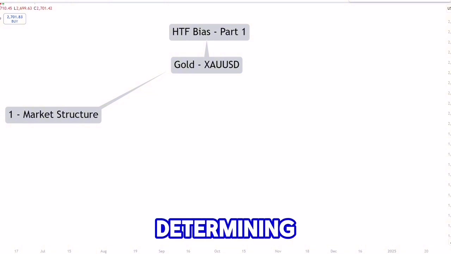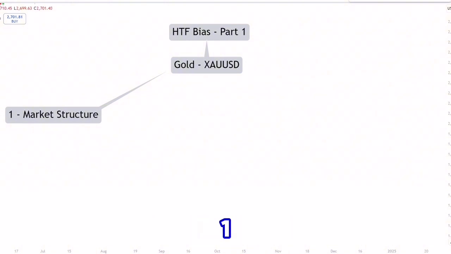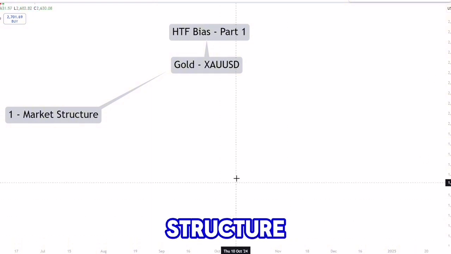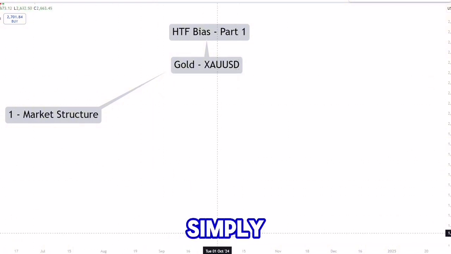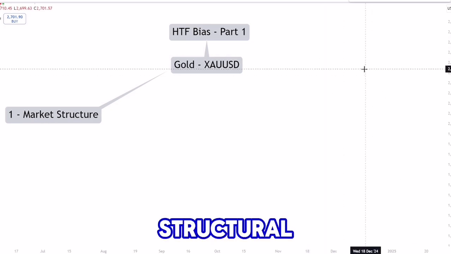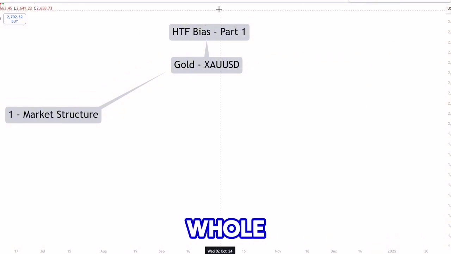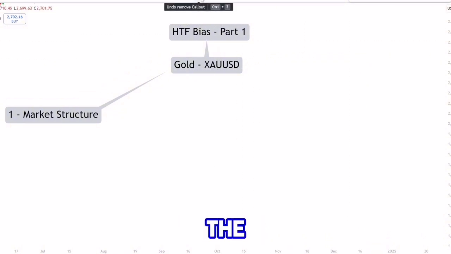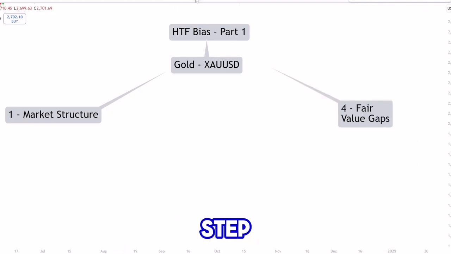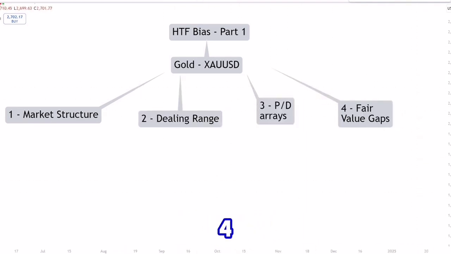So when it comes to determining a higher time frame bias, part one of this series of high time frame bias videos will actually focus on the 4-part process. So what are these 4 pillars that we're going to be focusing on? Well, the first is market structure. Now with market structure, we're simply referring to highs and lows in the market, right? Structural highs and structural lows, the most organic, simple, but most misunderstood and misused concept within the whole of trading. That's step 1 of the 4-pillar process, right? Step 2, 3, and 4 are as follows.